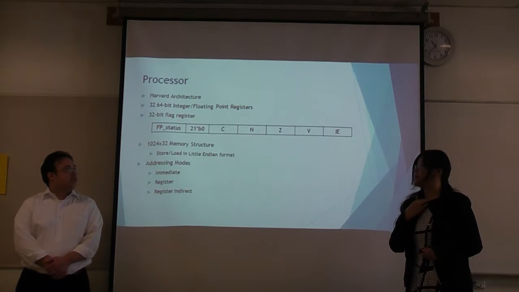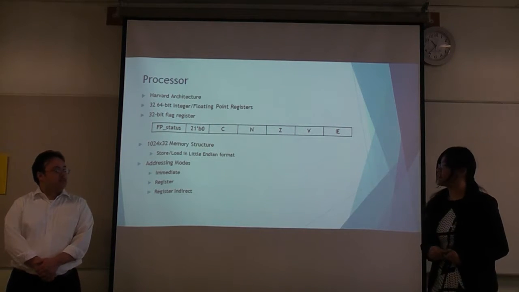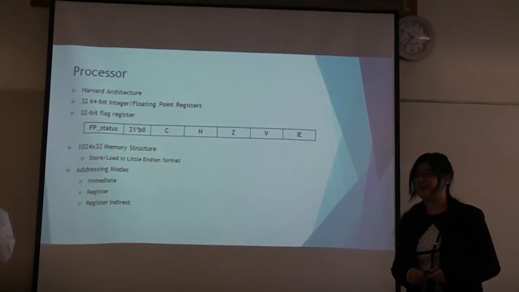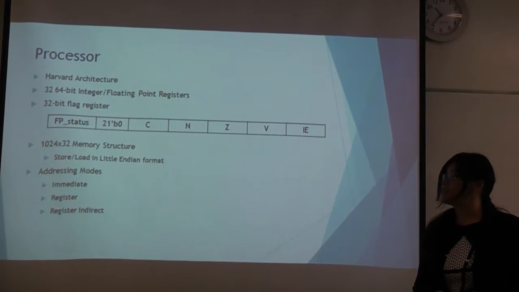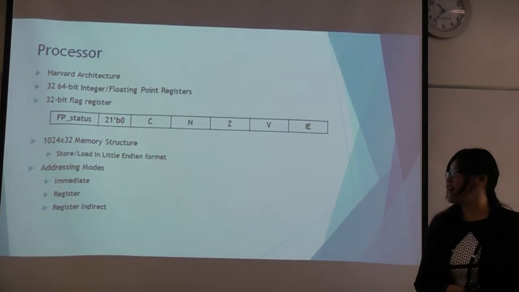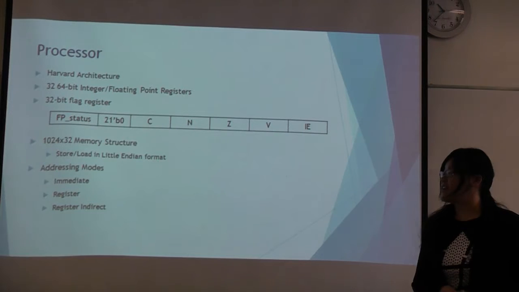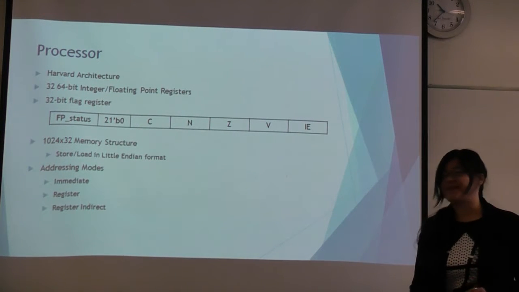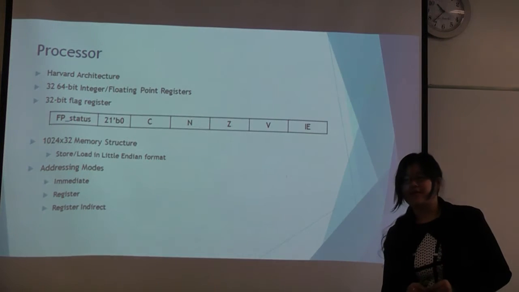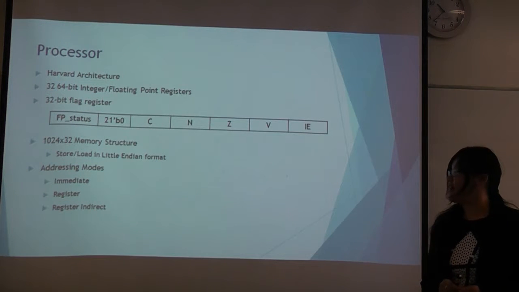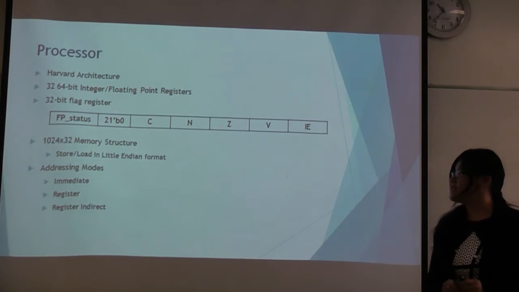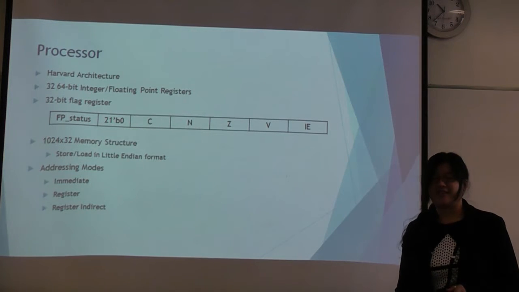Here's a little something about our processor. It's a hardware architecture. It has 32 64-bit integer registers and floating point registers. It has a 32-bit flag register, and our memory structure is 1024 by 32, meaning every memory location has 32 bits, and we have 1,024 locations for memory. When we load and store into memory, we use Little Endian format, and we have 3 addressing modes: immediate, register, and register indirect.